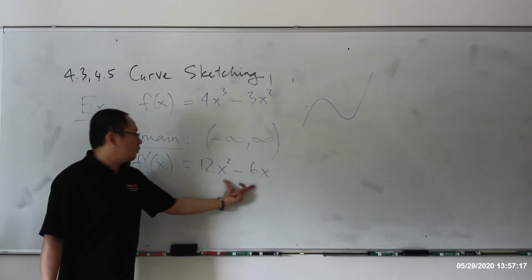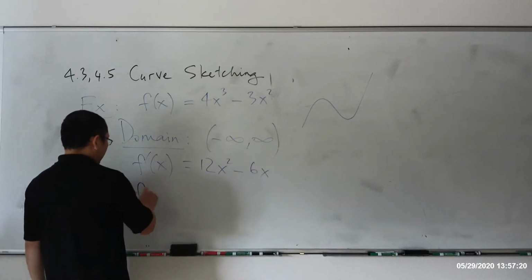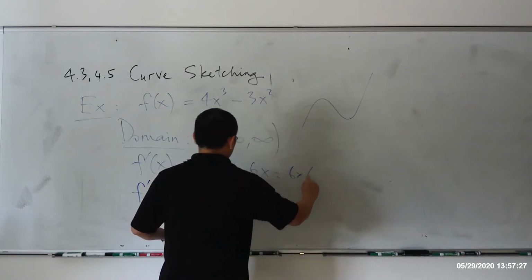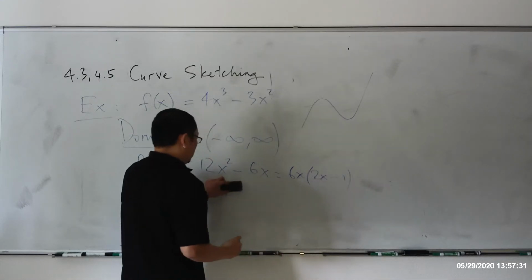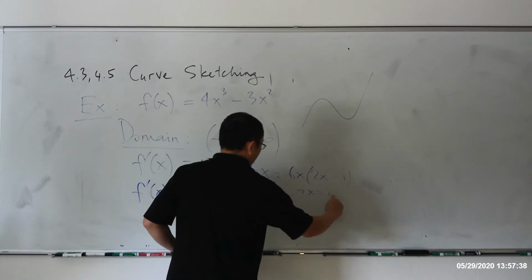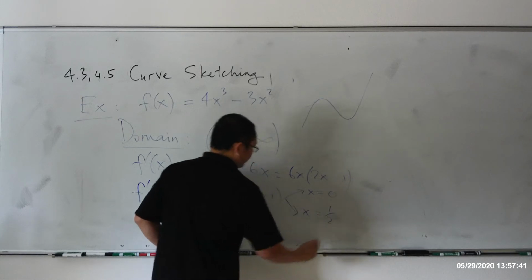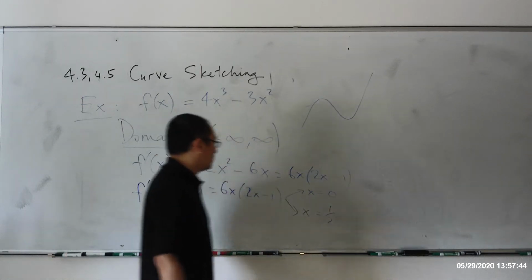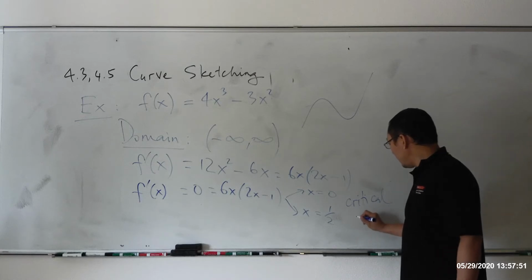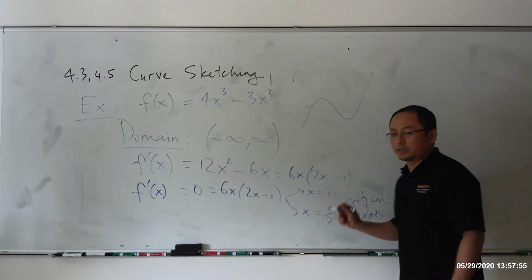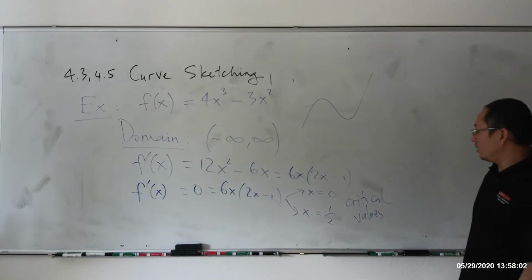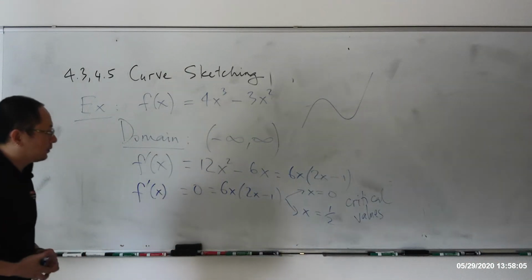Alright, now you're going to set f prime equal to 0. f prime of x equal to 0. So you have, factor out 6x. I got what? 2x minus 1, right? 6x times 2x minus 1. So either x equal to 0 or x equal to 1/2. Those points where f prime equals 0, we call them the critical values or critical points. Those are the potential maximum or minimum, or I mean local max, local min, or maybe just a junction point.